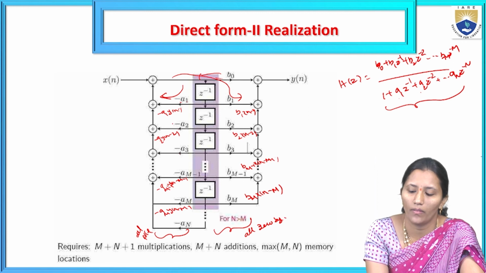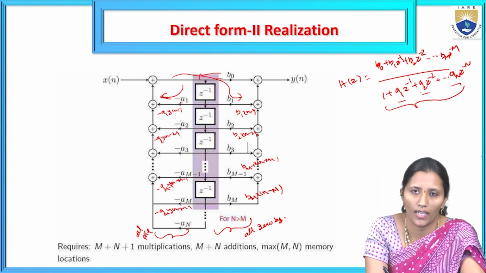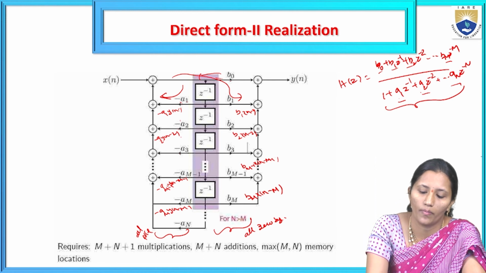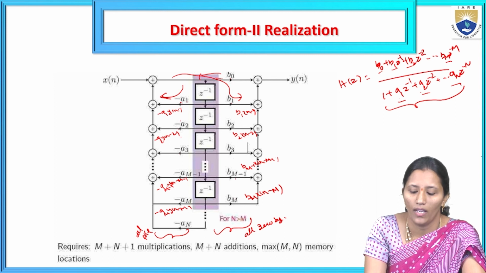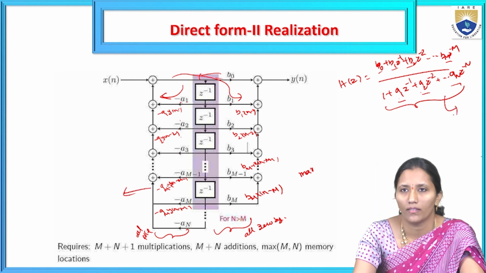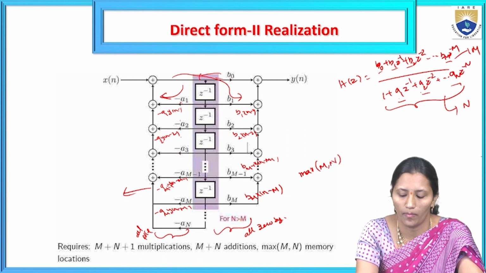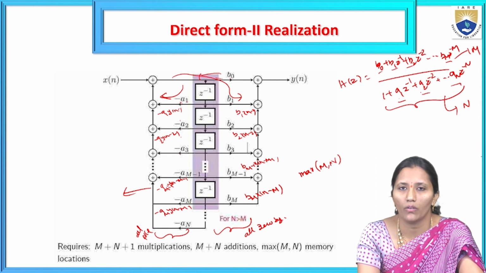So on the left-hand side, whatever the coefficients are there, A1, A2, An, the negative sign we have to represent for the scalar multiply from the transfer function, and for the numerator part, whatever the sign is there, plus or minus, keep the same, and we have to keep here B0, B1, B2, B3, Bm minus 1, Bm. So this is the direct form 2 realization, and here the order of the denominator is n and the numerator is m. So the maximum of m comma n memory elements we are going to use here, and we are going to reduce the delay elements from 2n to n elements.